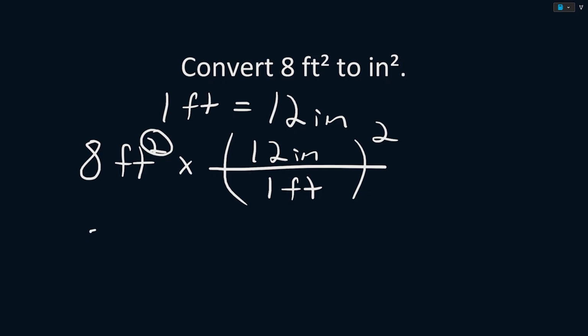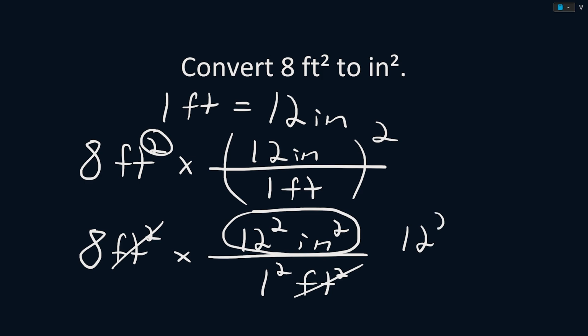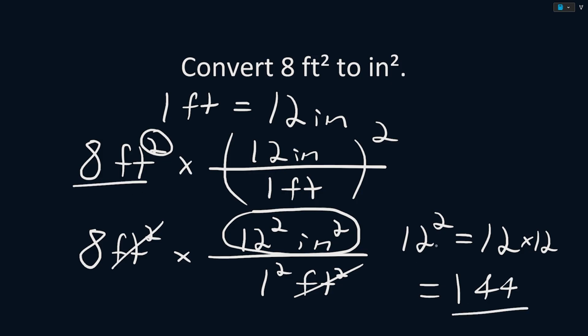This is equivalent to saying 8 squared feet times our conversion factor of 12 squared inches over 1 squared foot. Multiplying through this, we see that the feet squared cancel and leave us with 12 squared inches. 12 squared is equal to saying 12 times 12. And 12 times 12 is equal to 144. So to solve this, we multiply 8 times 144, which gives us that 8 squared feet is equivalent to 1,152 squared inches.